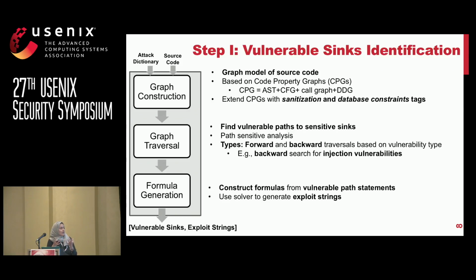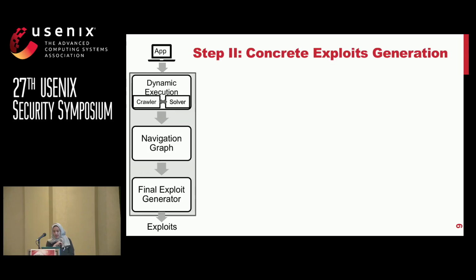And then after we have all the vulnerable paths between sources and sinks, we construct formulas, and we use a constraint solver to solve those constraints and generate exploits only from the source that reaches the sink. The next step is to generate concrete exploits for the vulnerabilities that we identified. NAVEX executes several steps as shown in this figure.